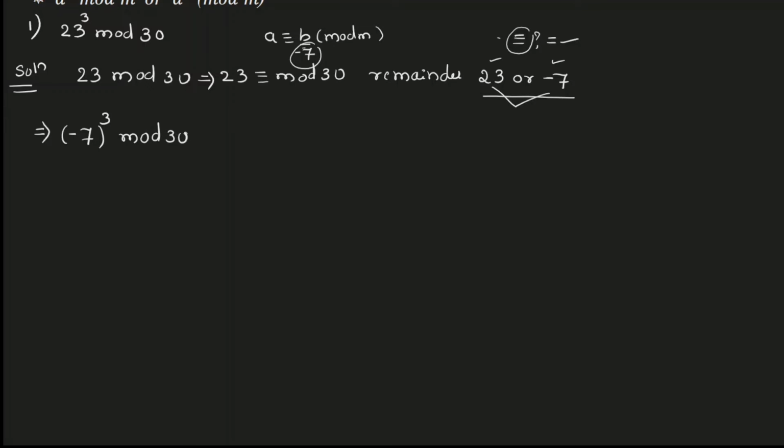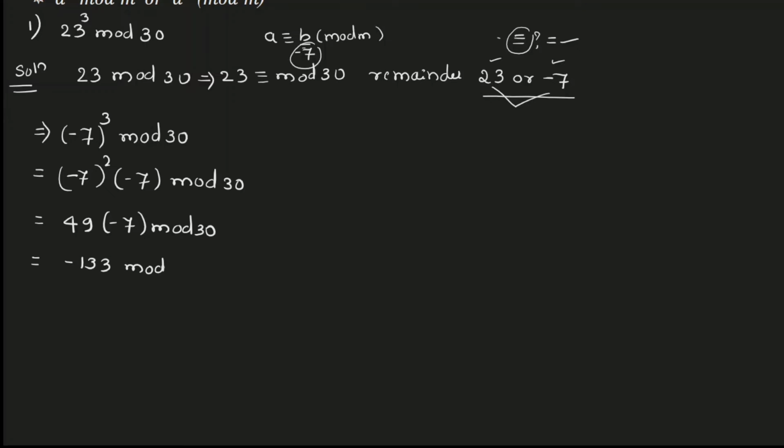Now what is minus 7 raised to 3? Minus 7 raised to 3, you can write as minus 7 squared into minus 7. What we did is use the property of exponents: bases are the same, you can add the powers. Now minus 7 squared is what? Plus 49 into minus 7 mod 30. 49 times minus 7 is what? It is minus 343 mod 30.